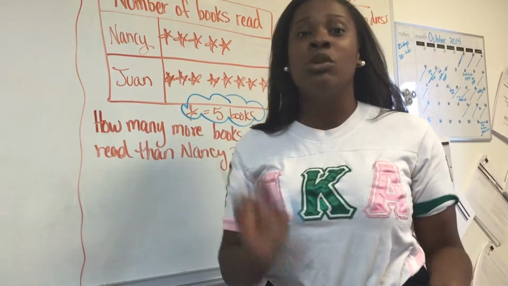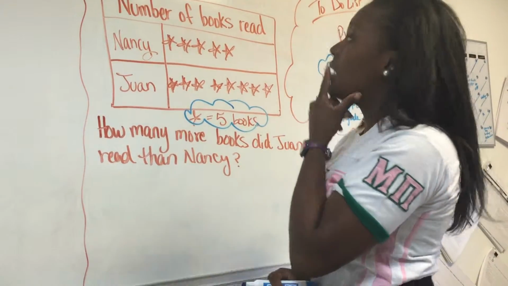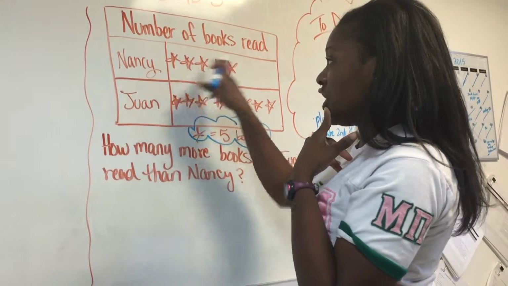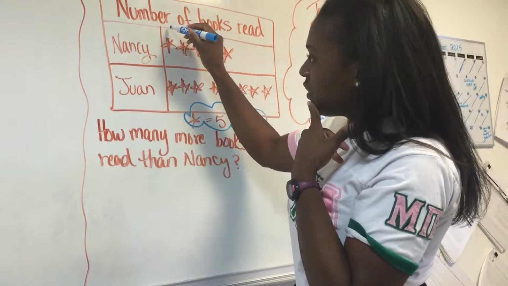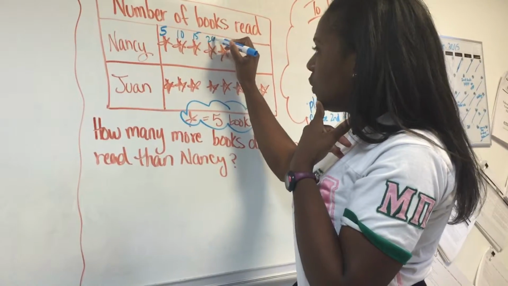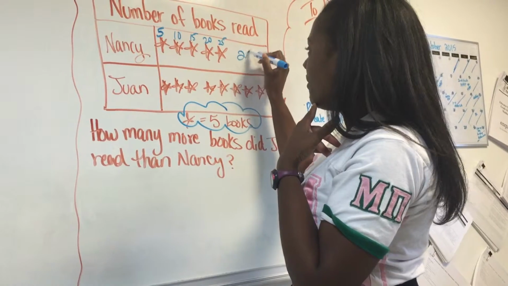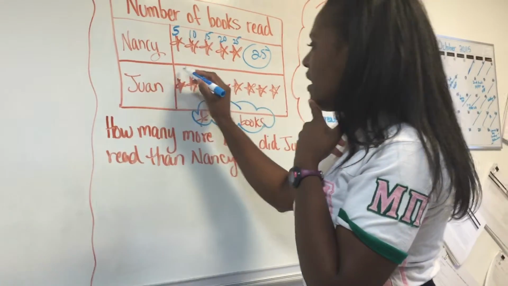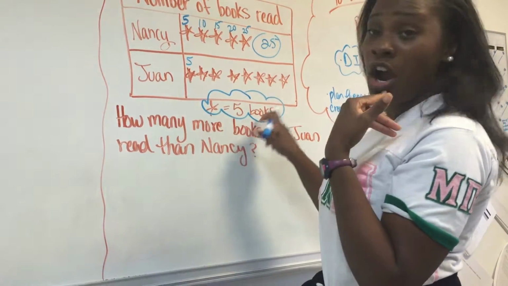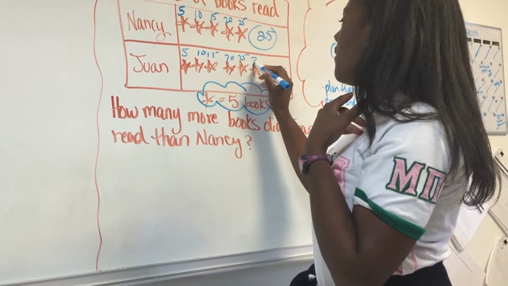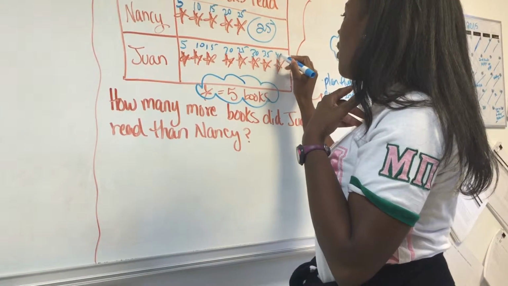Each star equals 5 books. So now I look, okay, number of books read. Nancy, each key is 5 books. Let me see how much Nancy has. So 5, I'm counting by 5, 10, 15, 20, 25. Nancy has 25 books. Now, how many does Juan have? 5. Each star is 5 books. 10, 15, 20, 25, 30, 35, 40.